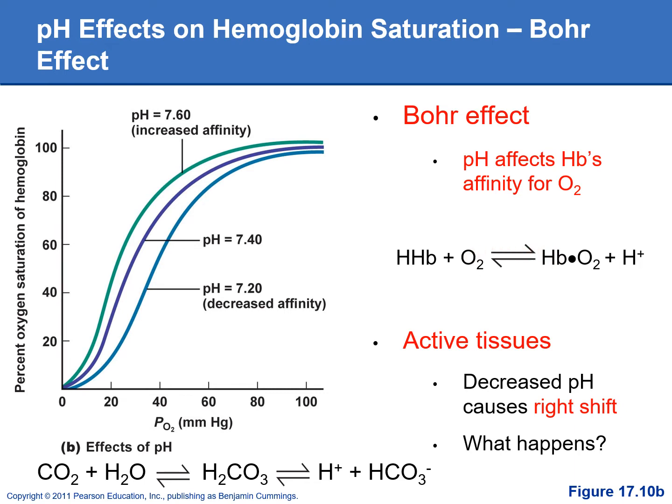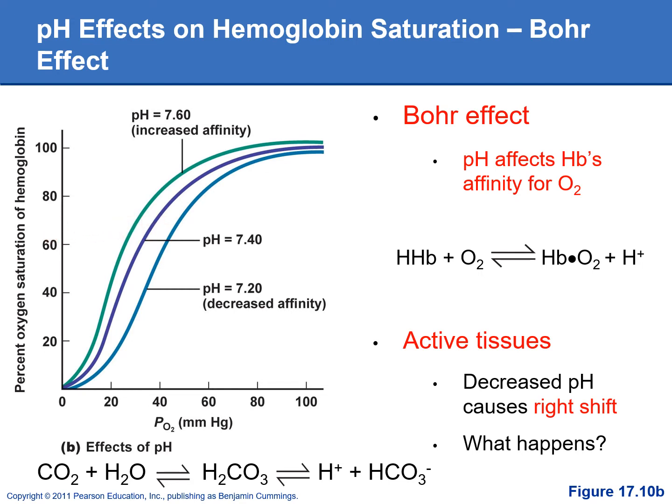So in active tissues, when the pH decreases and becomes more acidic, you're going to be unloading a lot more oxygen at the tissues. So now your oxygen saturation is about 45%, whereas if you had not shifted to the right, then the oxygen saturation would be around 75%.